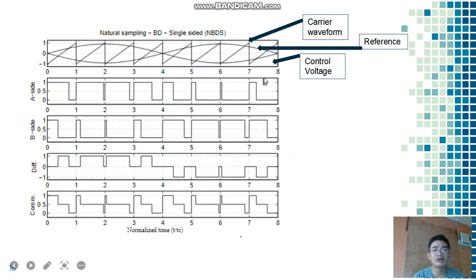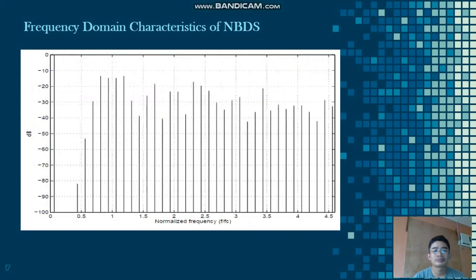This is the waveform of NBDS. The peak waveform is the carrier waveform. The dotted line is the control voltage. And the other waveform is the reference. This is the frequency domain characteristic of the NBDS example. This graph.